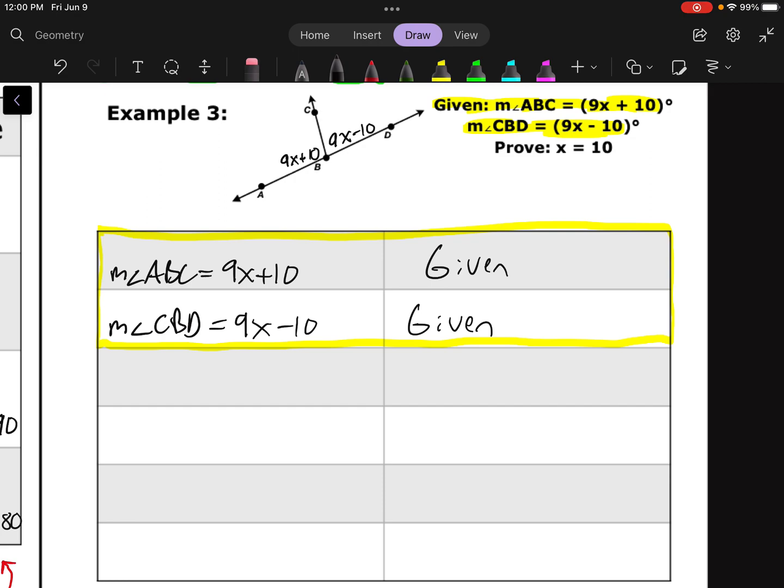And then looking at my diagram, if I'm going to try to set up some sort of equation that's going to let me solve for x, I need to write it out geometrically first. And this diagram is definitely a linear pair. And what do we know about linear pairs? The linear pair postulate says that those two angles, angle ABC and CBD, must add up to be 180. That's what the linear pair postulate says.